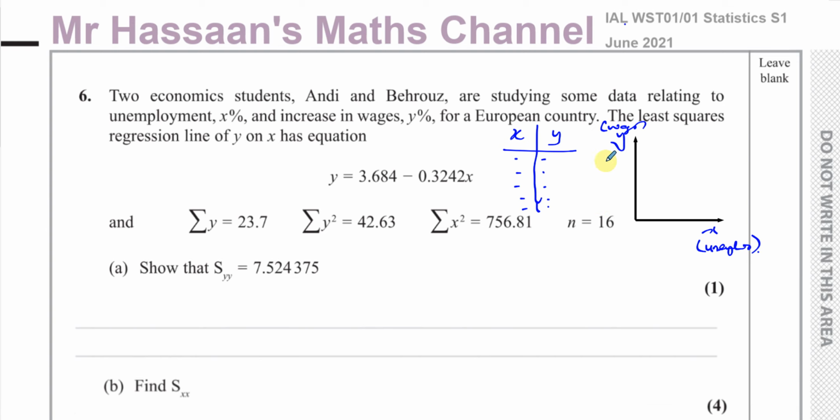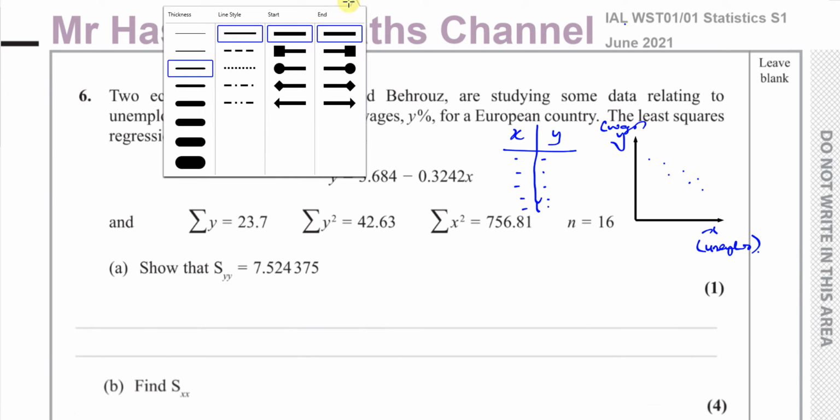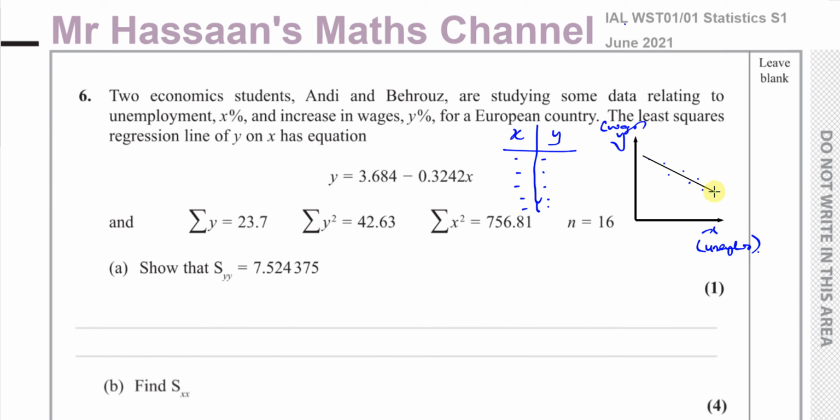They plotted 16 data points, and they have drawn a line through those data points in such a way that it minimizes the distance between each point and the line. That's called the line of best fit. This represents the line that fits through those data points in such a way that the average distance of the points from the line is as small as possible. So it's called the line of best fit.